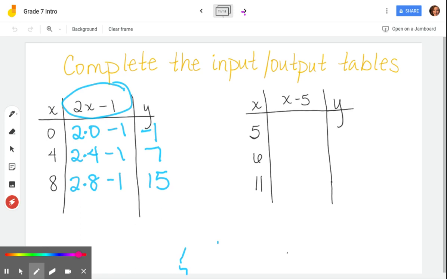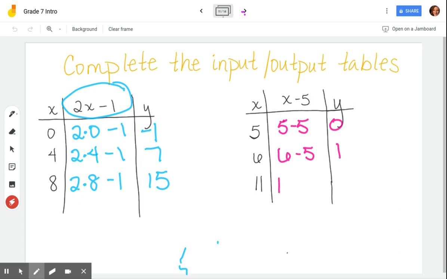On the next one, this time instead of x, I'm plugging in a 5, a 6, and an 11. Sometimes they'll just give you the random numbers. There's no rhyme or reason to it. Just do whatever it asks you to plug in. Other times you'll get to pick. Or sometimes if it's for more real world type problems, you'll choose what to plug in based on what makes sense for the problem. So on this one, instead of writing x minus 5, I'm going to write 5 minus 5, which gives me 0. Instead of x minus 5, I'm going to write 6 minus 5, which gives me 1. And instead of writing x minus 5, I'm going to write 11 minus 5, which gives me 6.